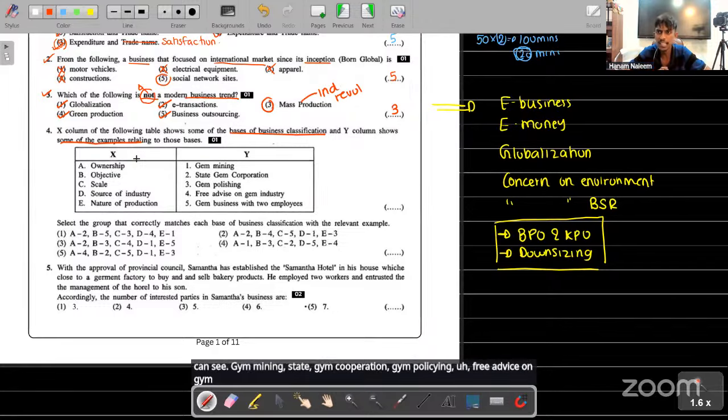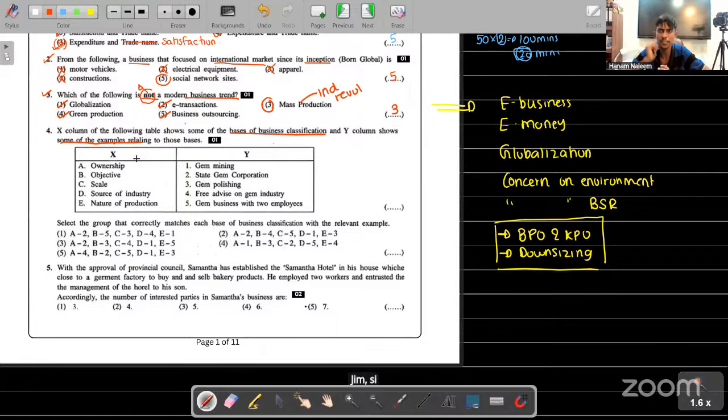Fine. We'll make it easy. It's a bit confusing. Identify the gem ownership. Now I'll take the easy sector first. Ownership and objective are also difficult.